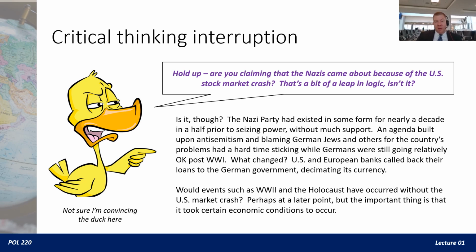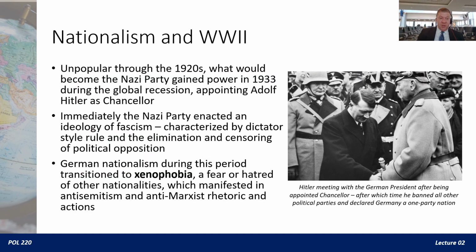So when the U.S. and European banks called back their loans to the German government, it decimated the economy. The question is, would such events, the events of World War II and the Holocaust, have occurred had the U.S. stock market not crashed? Having read on this, historians suggest that perhaps at a later point in time it would have delayed these economic challenges, but that it might not have been enough to allow us to avoid this altogether. But it's an interesting connection when we talk about globalization and the impacts of events in one country and how they influence things across the globe. This is unfortunately a pretty good example.